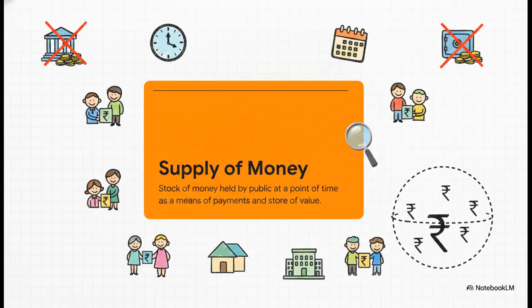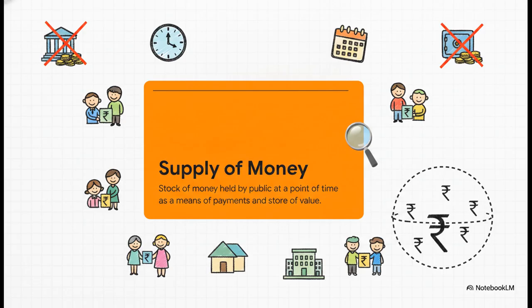Before we start snapping our modular formula blocks together, we gotta establish exactly what we're talking about. Money supply is defined as the stock of money held by the public at a point of time as a means of payments and store of value. Now, there are 2 incredibly vital things to notice here. First, it's a stock concept. This basically means it's measured at one very specific snapshot in time.